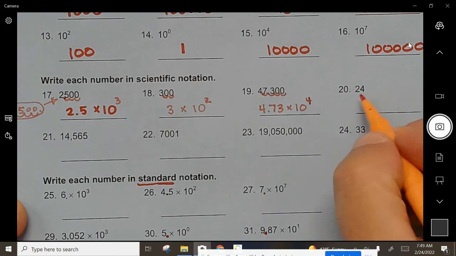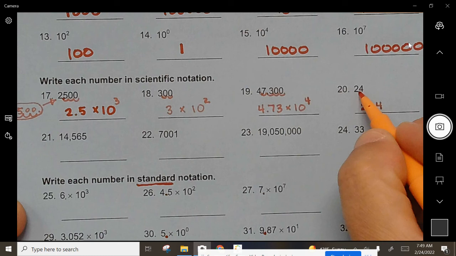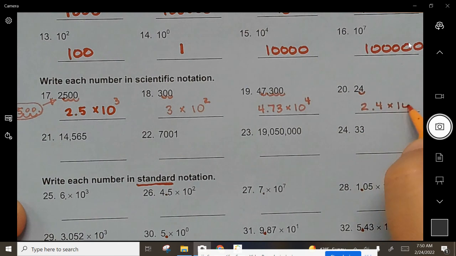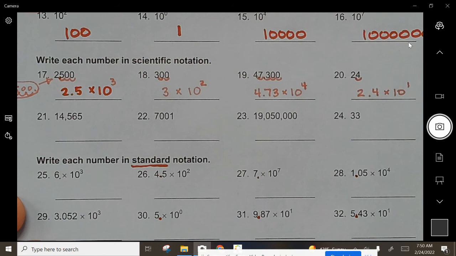Where does the decimal go here? Always after the first number. And if the decimal's here, how many spots do I have to go? 1 spot. So times 10 to the 1. I know it's confusing. I know. We're going to deal with it.